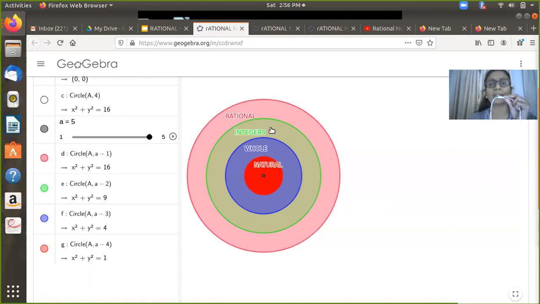Then from the whole numbers, we moved on to the integers, which included the natural numbers, the whole numbers, and also the negative numbers. And hence it became a little bigger group, which included natural numbers, whole numbers, and the negative numbers, and it began to be called the bigger group called integers.